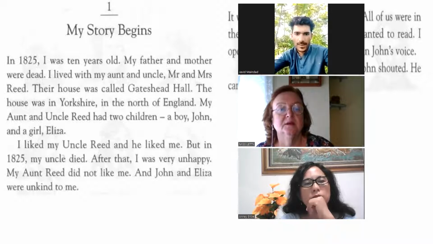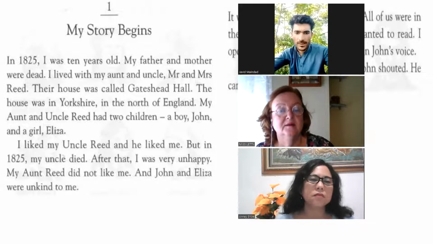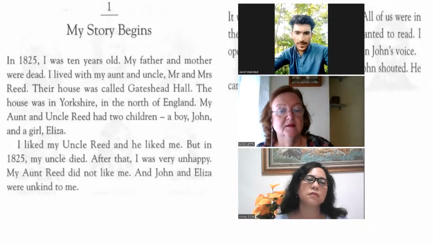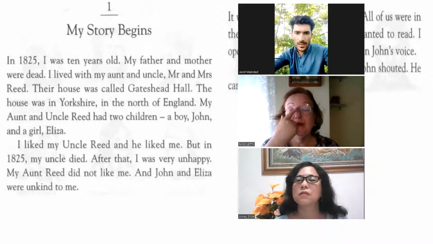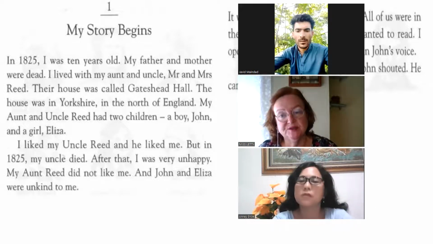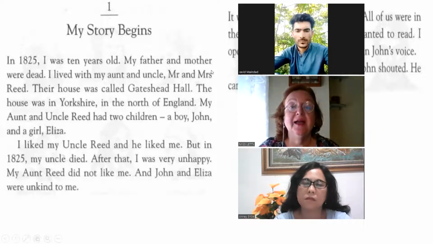My aunt and my uncle Reed had two children, a boy John and a girl Eliza. I liked my uncle Reed and he liked me. But in 1825 my uncle died. After that I was very unhappy. My aunt Reed did not like me, and John and Eliza were unkind to me. So we get the idea that she lived with her auntie and uncle and her two cousins. And when her uncle died, her life became unpleasant and she was very sad. Okay, continue, please.